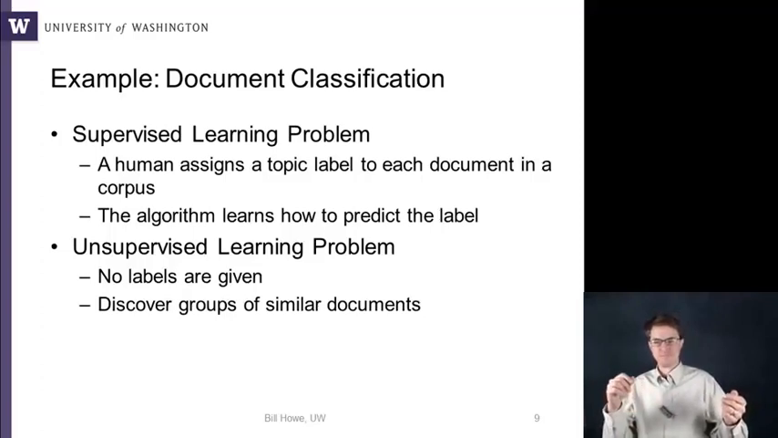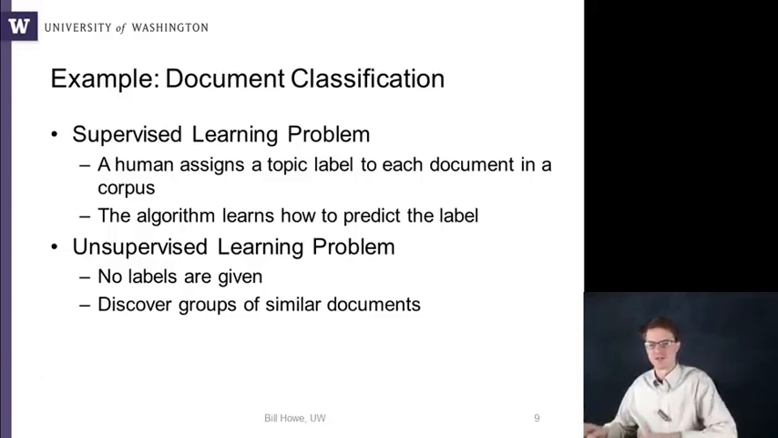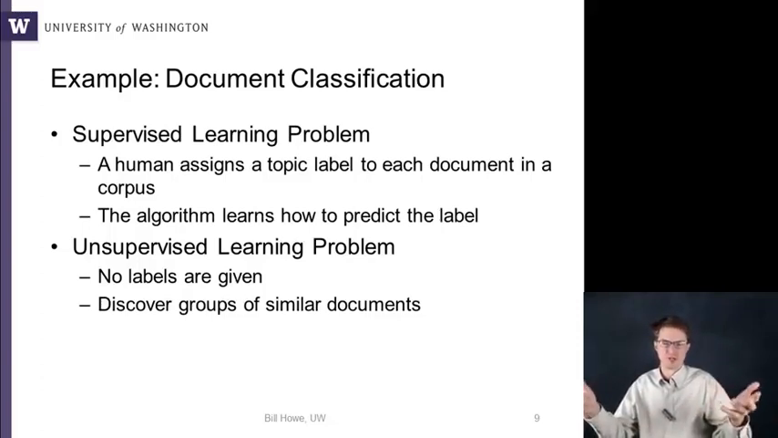Okay. An unsupervised learning version of this problem is that no labels are given, but you want to discover groups of similar documents. So you want to say that, look, all these things have something in common. We don't know, maybe we don't understand that it's about sports, but we know that they all have something in common. And these over here, maybe we don't know it's about science, but we know they all have something in common. Okay, and so that would be an unsupervised learning problem, in particular, sort of a clustering problem.